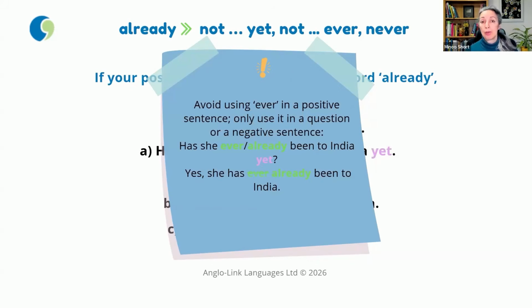So in the question, we have a lot more flexibility. You can say, has she ever been to India? Has she already been to India? You can even use yet. Has she been to India yet? But if you answer positively, yes, she has, you can only use already. Yes, she has already been to India. Don't use ever here.